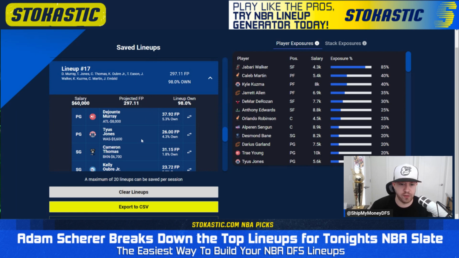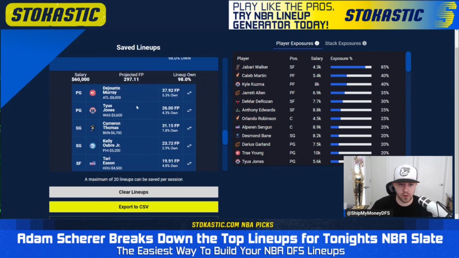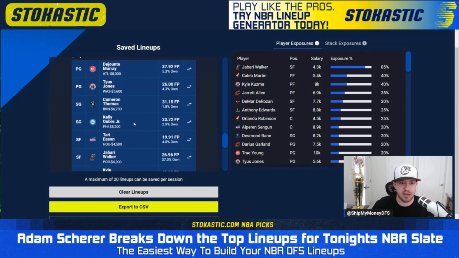We have Dejounte Murray at 8K, 5% owned. Tyus Jones, 5,600, 4% owned. No issues with either of those. Cam Thomas is only getting 2% ownership, which seems a little bit surprising given that he's 6,700. So he is $400 less than he is on DraftKings. He started last game, played huge minutes. Remains to be seen if he stays in the starting lineup. But if he does, I really like that as a contrarian play.